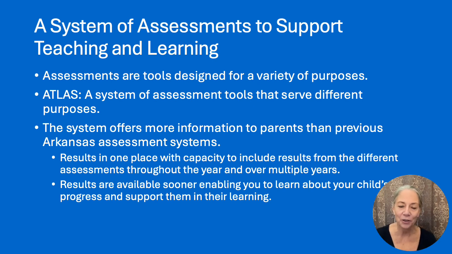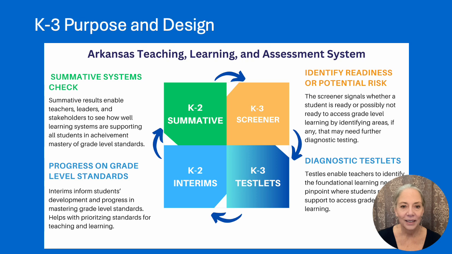And I just want to give you some updates on the screener because this information may or may not have come to you with your student scores. The K-3 screener and the testlets that are part of the system are closely coupled. You may have already received your screener results. If you have, then this may help you understand them a little bit better. If you haven't, then you need to talk to your child's school and ask them for your access code. I'll explain more on the next slide.